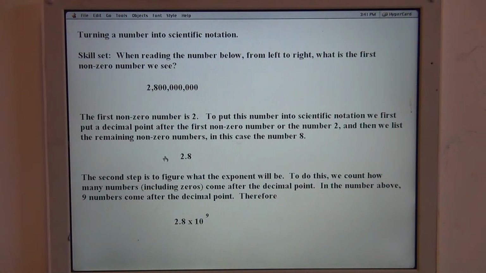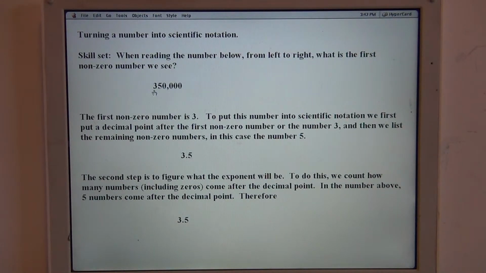Let's just review how we did that. We located the first non-zero number on the left, which was 2, and then we put a decimal point after it, and then we put any other non-zero numbers. Then we went back up and counted from the decimal point how many numbers there were going to the right: 1, 2, 3, 4, 5, 6, 7, 8, 9. So we have 2.8 times 10 to the 9th power. We have changed this number into scientific notation. Let's take a look at another one.